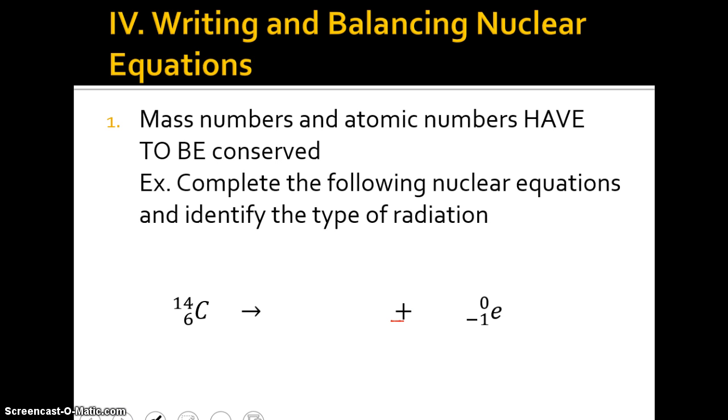So we're going to do some practice. Writing and balancing nuclear equations. The mass numbers and the atomic numbers have to be conserved. They have to be equal on both sides. So we're going to complete the following.